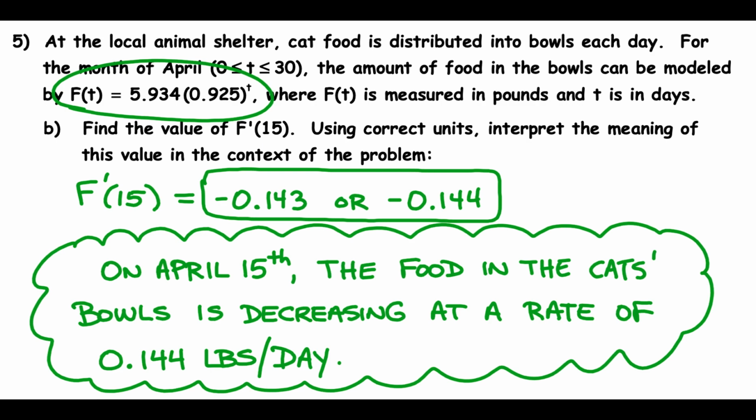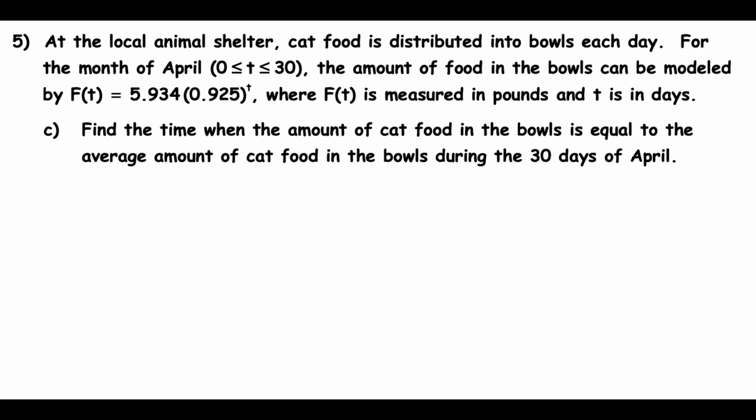All right, on to part C. Find the time when the amount of cat food in the bowls is equal to the average amount of cat food in the bowls during 30 days of April. I would imagine this is probably somewhere mid-month. So let's find out where and when. Of course, the average value formula is being called into question here.